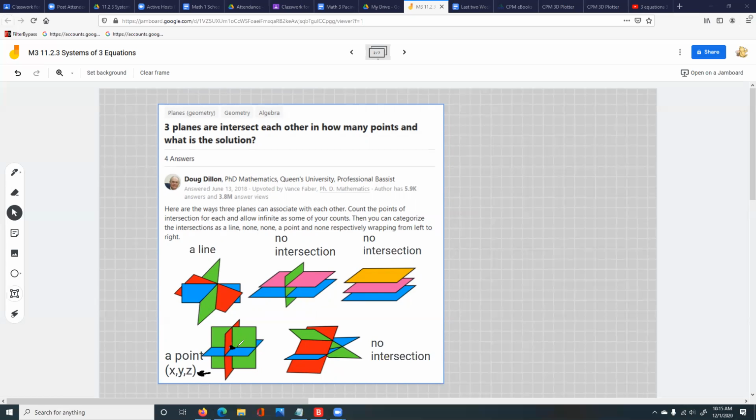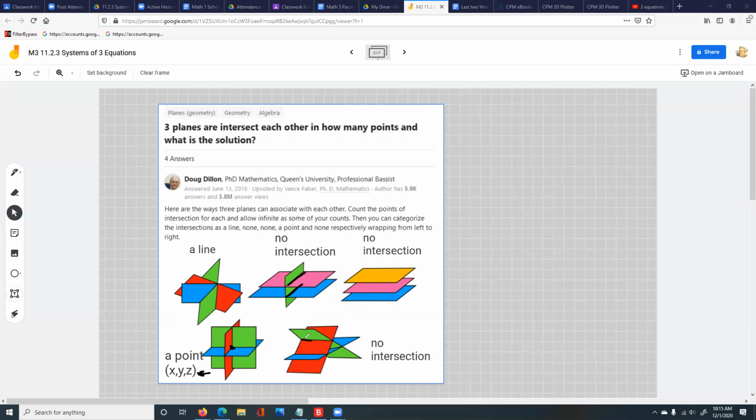But once in a while, you're going to have systems that don't have answers, because this pink one and this blue one and this green one, they intersect, but the pink and the green only intersect at this line right here. And then the blue and the green intersect here. So there's no intersection of all three. Same thing with this.